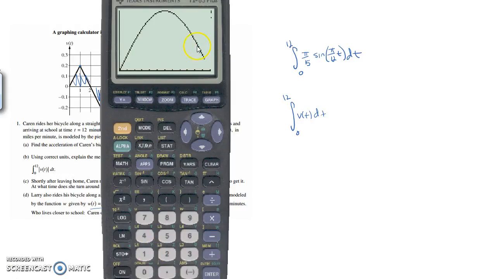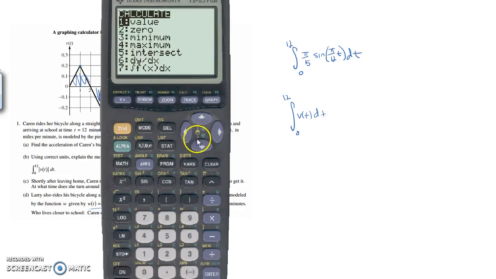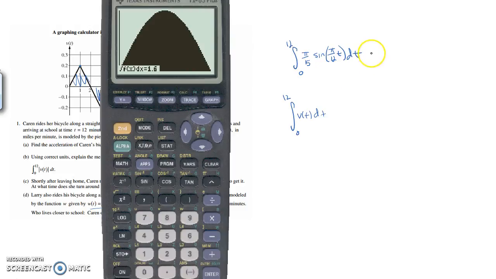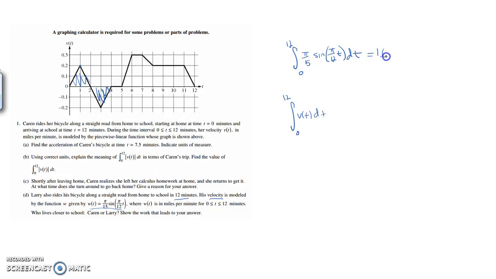And then once it finishes graphing this thing, I'm going to go up to this calc feature, second calc, choose option integrate from 0 until 12, and let it do its magic. And it's telling me that that answer equals 1.6 feet? Miles. 1.6 miles.